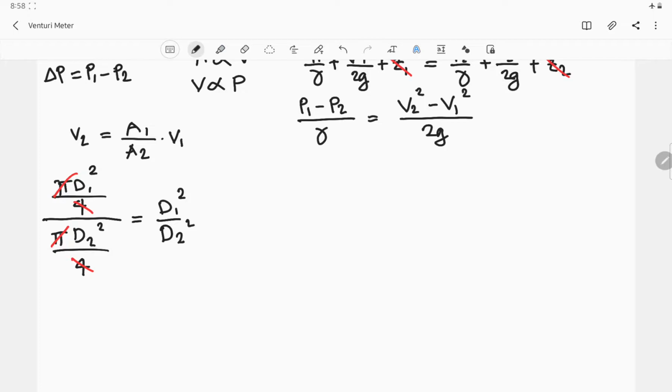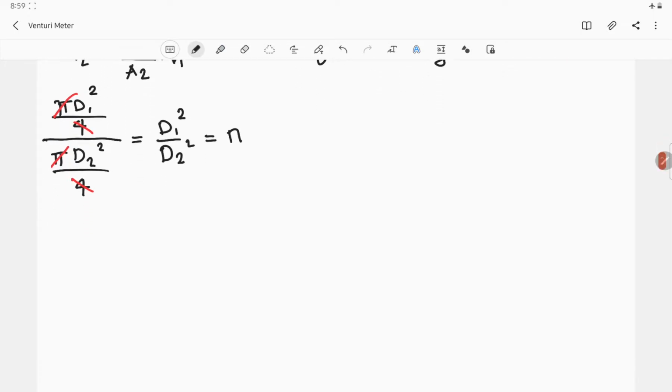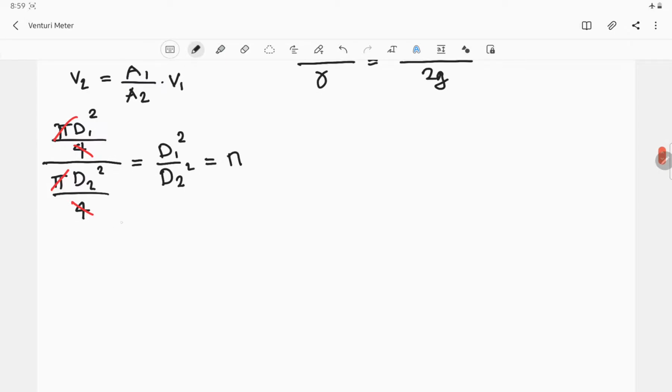Now, considering a particular instrument, let's say for a particular venturimeter, D1 and D2 are constant, right? So if they're constant, we can simply replace it with, let's say, N. So N is D1 over D2, squared. I'll just rewrite it.